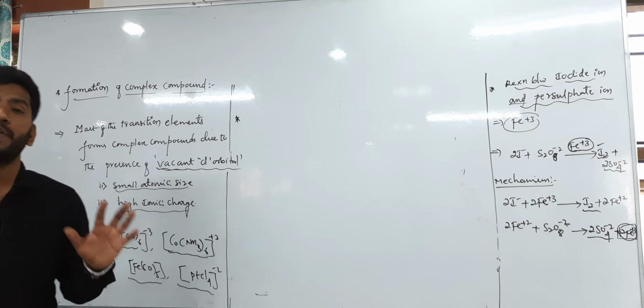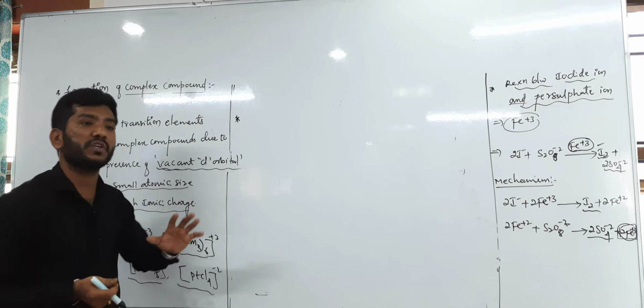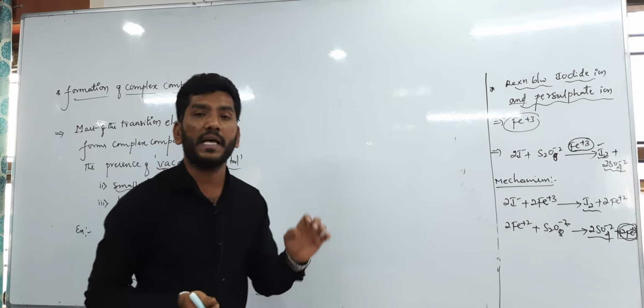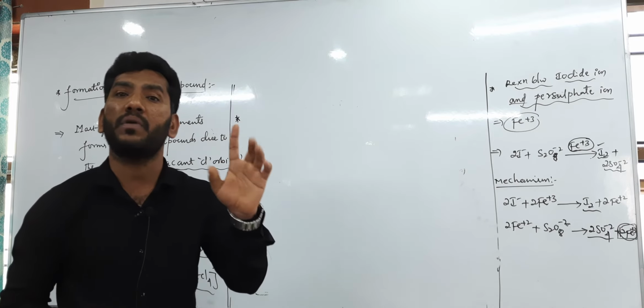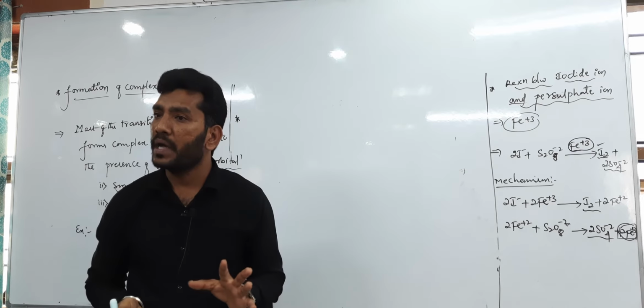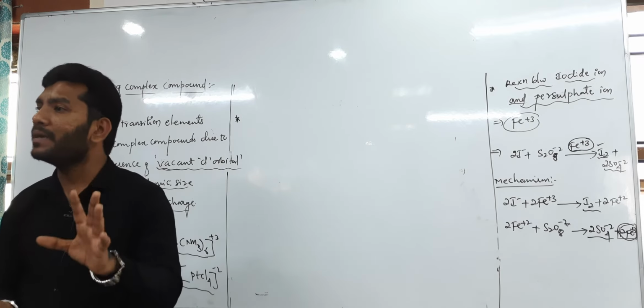In the transition series, the stability of the complexes depends on the atomic number of the metal ion.